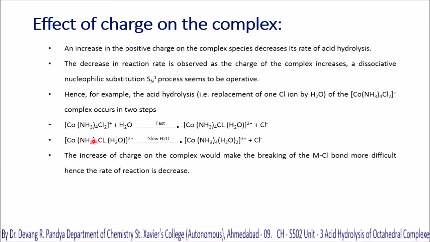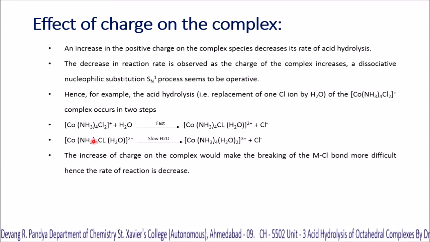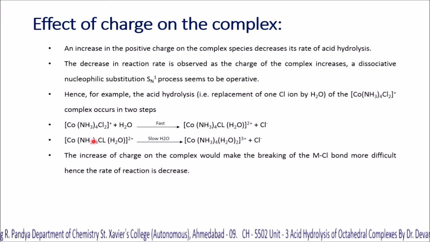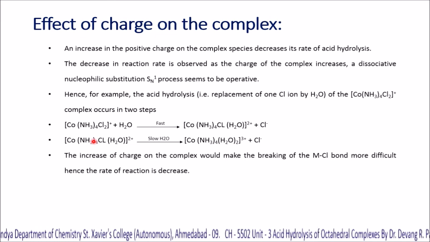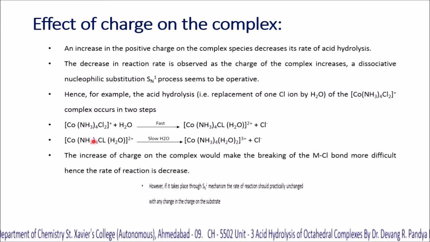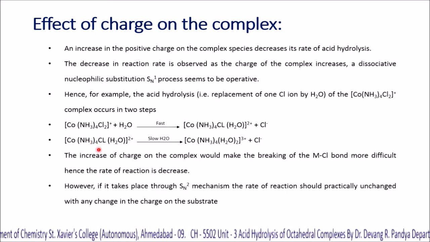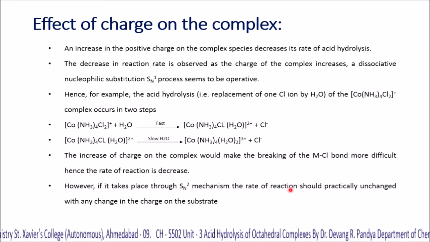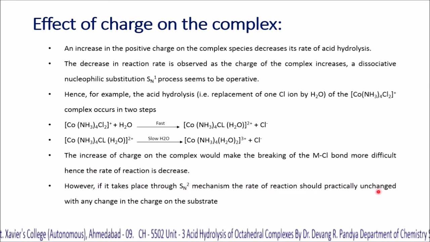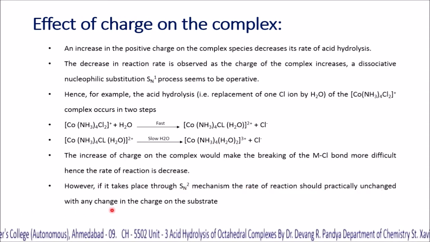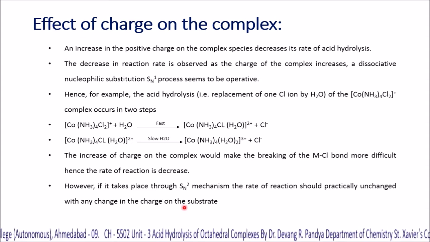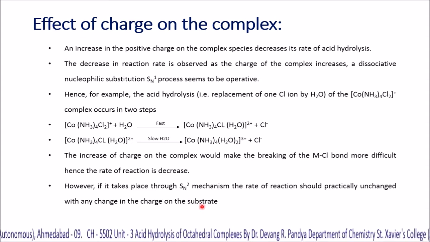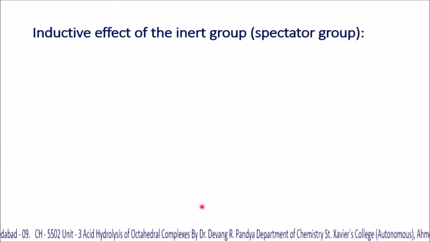The charge on the complex would make the breaking of the metal chloride bond more difficult, hence the rate of reaction decreases. However, if it takes place through the SN2 mechanism, the rate of reaction should practically be unchanged with any change in the charge of the substrate. But here we notice the change, and that is why we can say that it won't go through the SN2 mechanism.